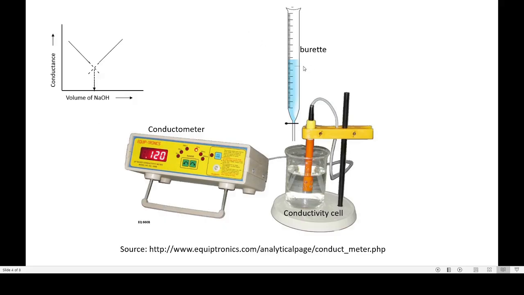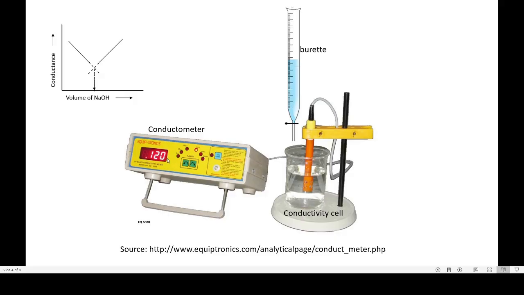This is the apparatus setup for conductometric titration. The conductometer is a digital conductometer from which we can directly read out the conductance of the solution. There is a conductivity cell, which is dipped in the solution, and a titrant taken in the burette. A known volume of the solution to be titrated is taken in a beaker. A conductivity cell is dipped in it and connected to the conductometer.